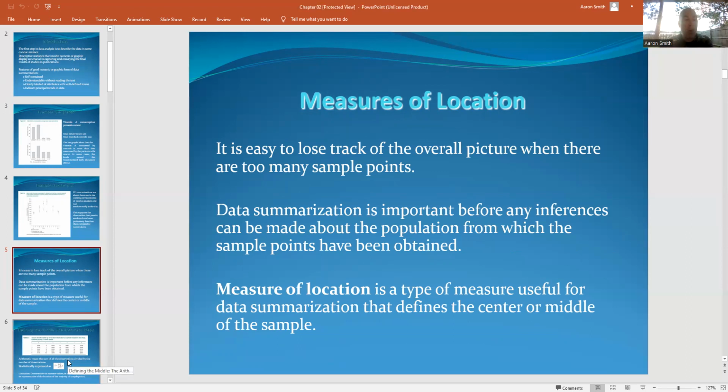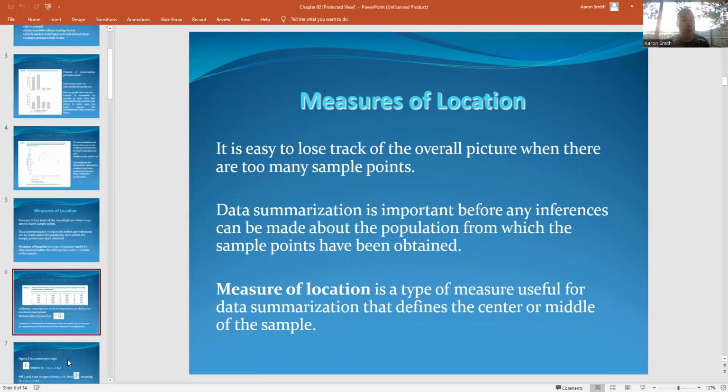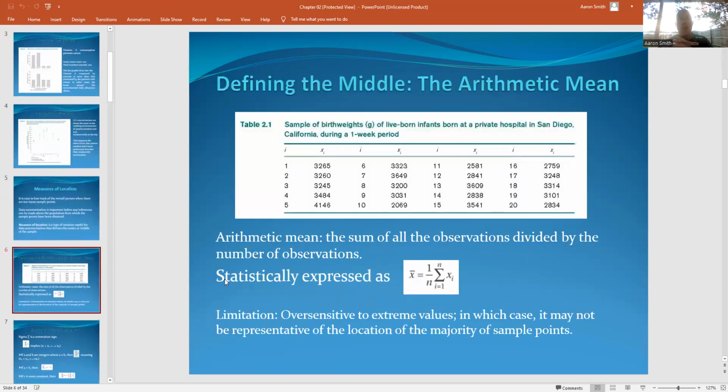The first one we're going to talk about is measure of location. This gives us an idea of where the middle of our data is. Let's define the middle with the arithmetic mean, just like you used in 6th or 7th grade. Here we have a sample of birth weights of live-born infants born at a private hospital in San Diego, California during a 1-week period.